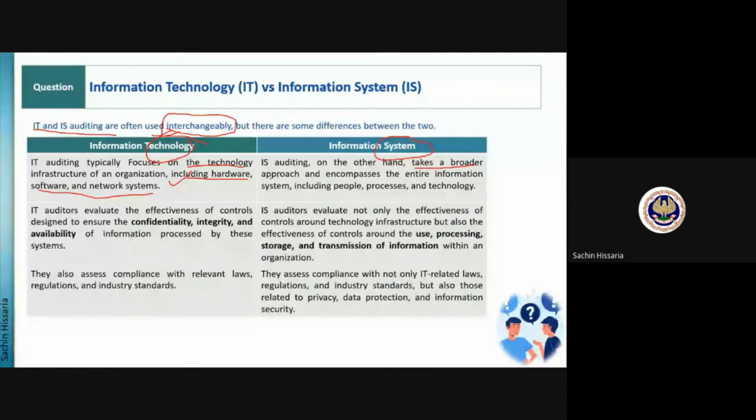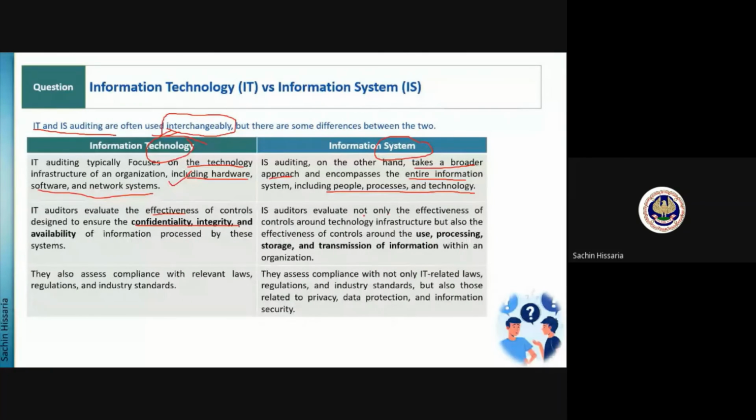Information system auditing is a broader approach where we verify the entire information system, including the people, process, and technology. In information technology audit, as an auditor, I will evaluate the effectiveness of control to ensure the CIA, which is confidentiality, integrity and availability. Here my main objective is to evaluate and check the CIA.